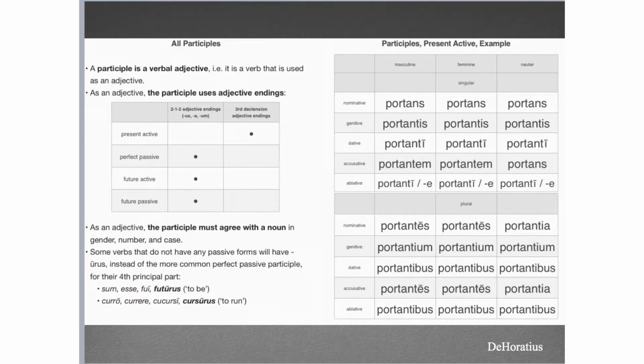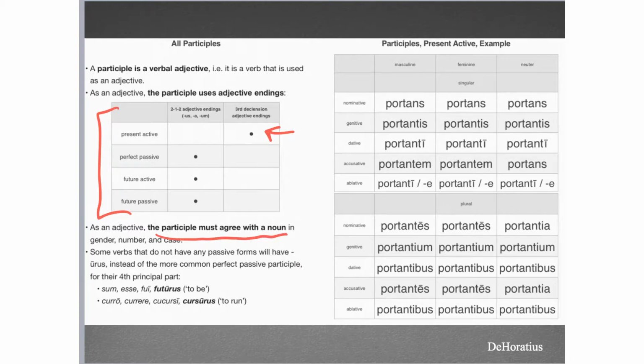All right, these are the four participles that Latin has: the present active, the perfect passive, the future active, and the future passive. Now, as adjectives, participles will use adjective endings, and I've specified which adjective endings each participle will use. All right, the good news is that only the present active uses third declension endings, which are a little trickier, or at least a little more variable than 2-1-2, us, adjective endings. Perfect passive, future active, and future passive will all use those us endings, which might be a little more familiar to you. All right, so again, the participle must agree with the noun.